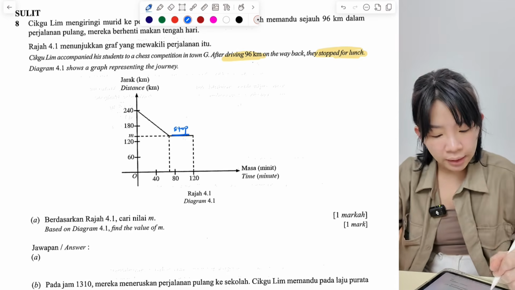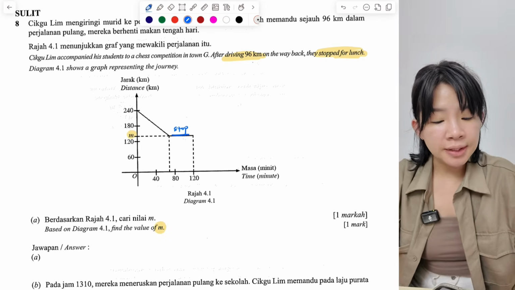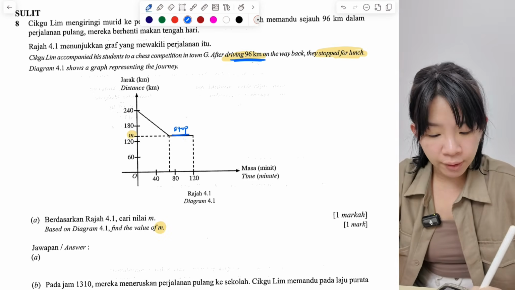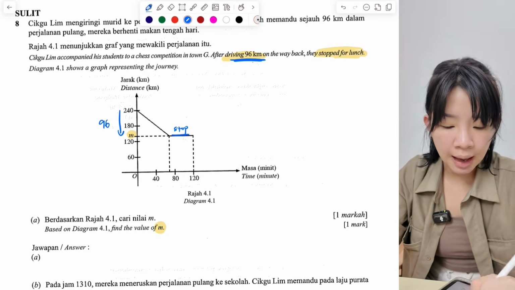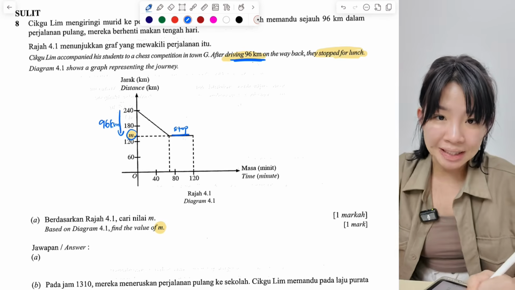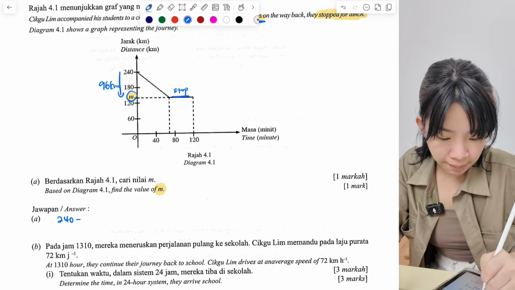Okay, so now find the value of M. So we need to know what is M. Now they say after driving 96 km from 240, okay, drive 96 km, then we'll reach M. So what is M? So if you want to find M, we can just take 240 minus 96.